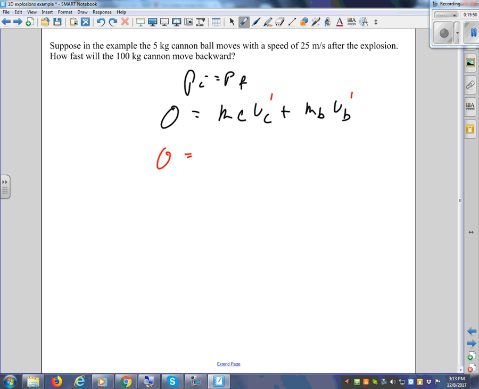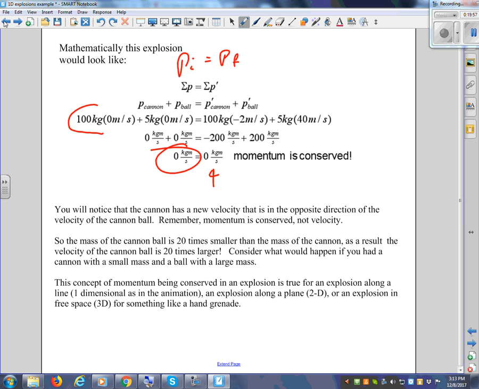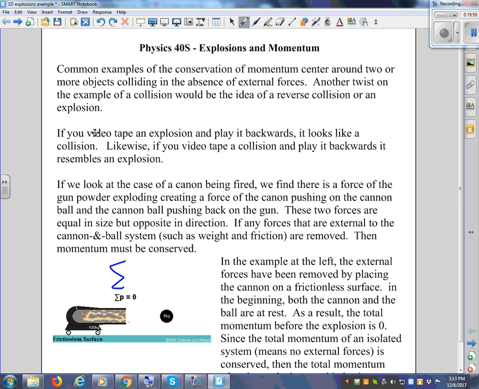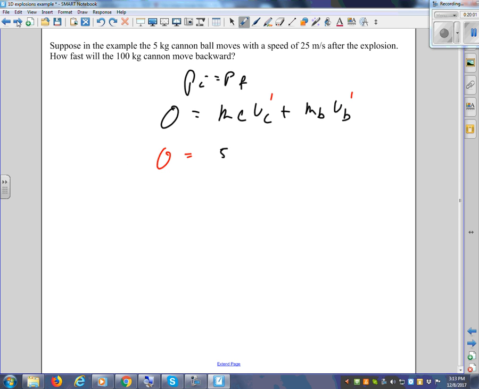Okay, so the 5 kilogram cannonball moves with a speed of 25. Now remind me of the picture? The ball is to the right, so that's positive, right? So that's going to be 25. Yeah, but that's the cannon or the cannonball? Oh, yeah, this is the cannon, right? So that should be 100. And this one we don't know.